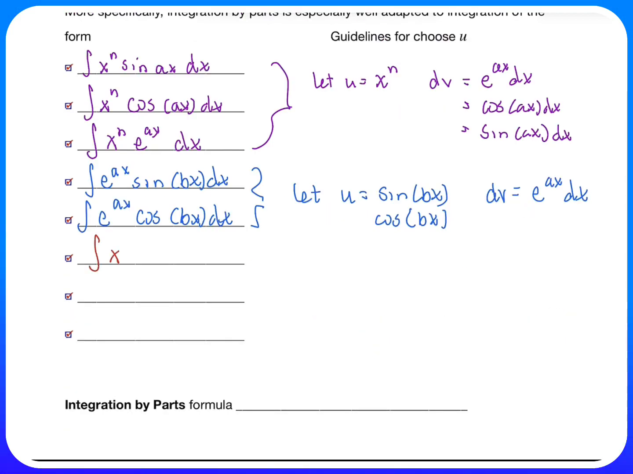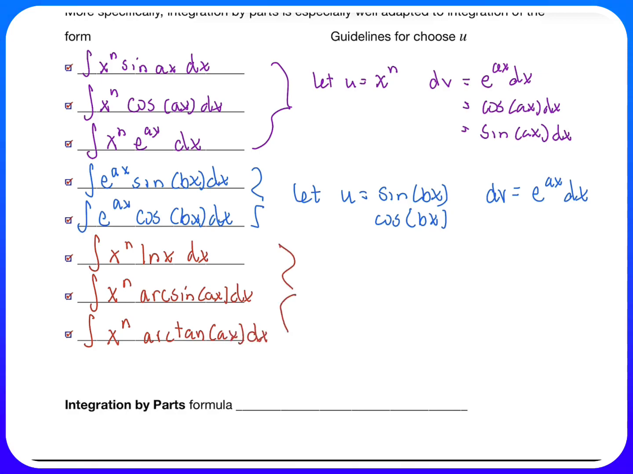The last popular situation you're going to have is if you have the integral of a polynomial times a natural log, a polynomial times an inverse trig function, mainly inverse sine or arcsine, or a polynomial times the arctangent function. If you have one of these situations, you're going to let your u be the logarithm function, the arcsine function, or the arctangent function. This is one of the few cases where u is not going to be the polynomial. In these cases, your dv will be the polynomial, x to the n.